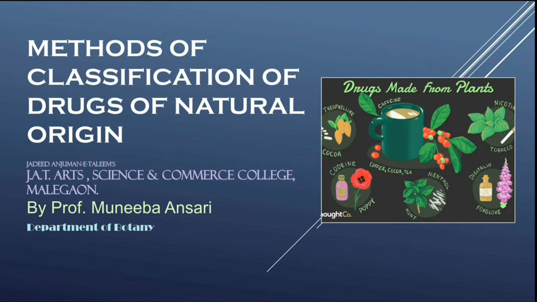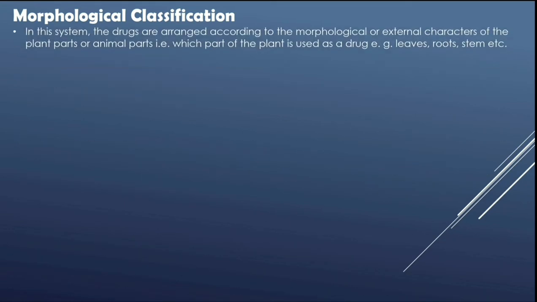In previous videos, we have discussed the alphabetical classification, biological classification and chemical classification. Now in this video, we will discuss the morphological classification, which is based on the morphological characters of the drugs. In this system, the drugs are arranged according to the morphological or external characters of the plant parts or animal parts, that is, which part of the plant is used as a drug, for example, leaves, roots, stem, etc.